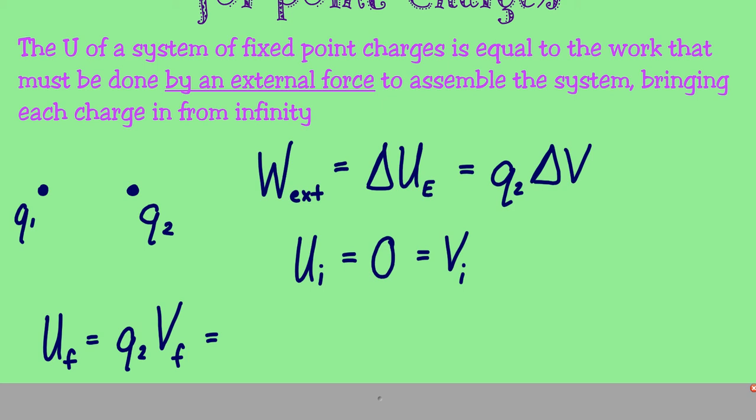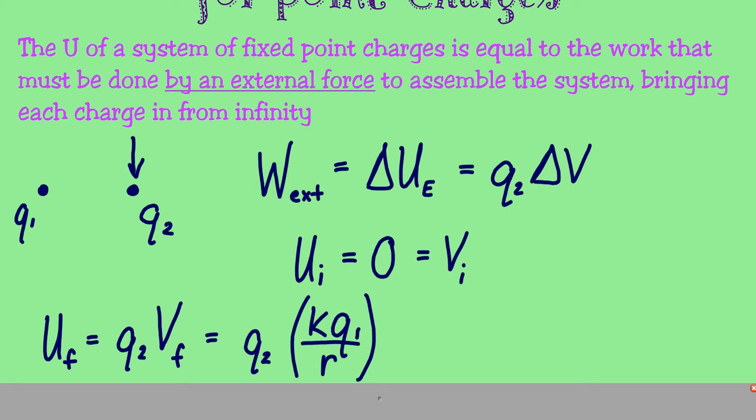And we already know that we have an expression for the electric potential due to a point charge. That's K times Q1 over R. I'm using Q1 here because I'm thinking about the electric field set up by Q1 at the location of Q2, kind of my final location of Q2. So this helps us finalize an expression.